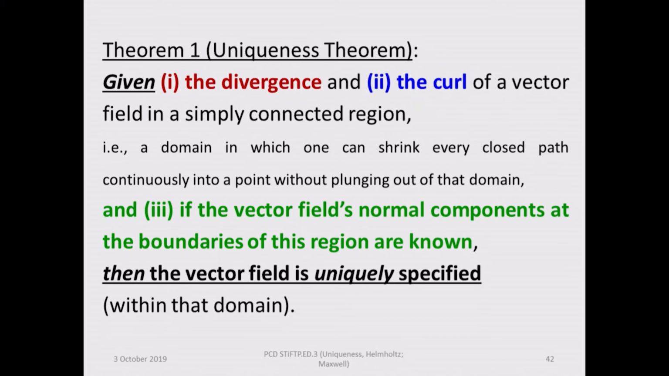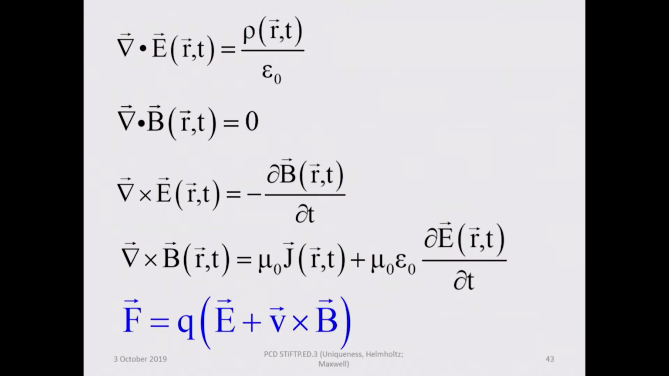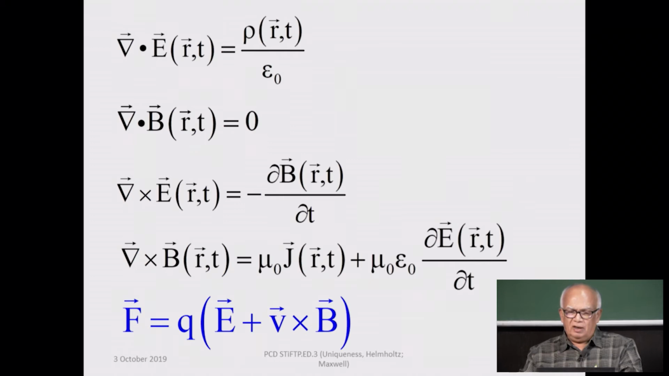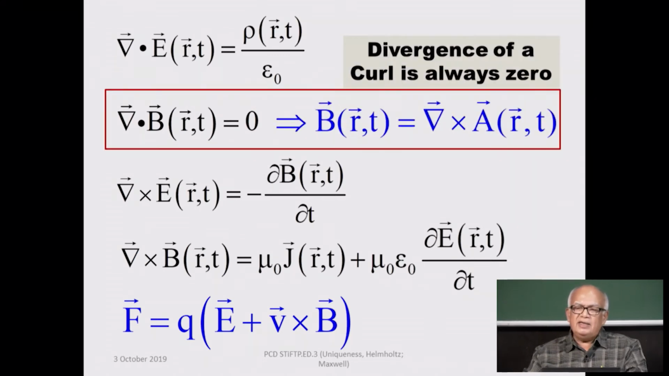We had already proven the uniqueness theorem in the previous class, that if you know the divergence and the curl of a vector and also the normal components, you can get that vector field uniquely. So, let us compile all our understanding so far. You have got the Maxwell's equations, you have got the Lorentz force law, and because the divergence of B goes to 0, you can write B as the curl of a vector because the divergence of a curl is always 0. Now, this is leading us to the potential theory.